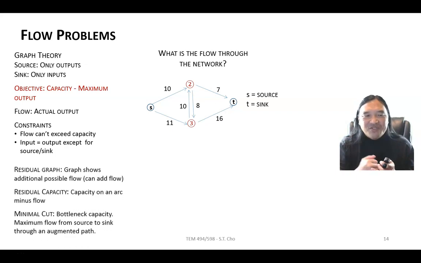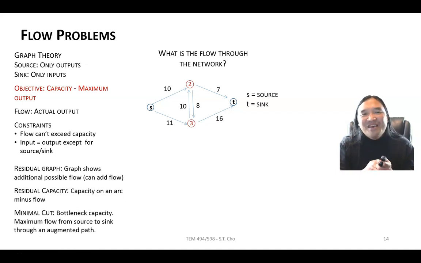I have constraints. I have leftover capacity, the stuff I don't use. I could put that in a graph just like that, and that's referred to as my residual graph. And the value of each of those segments in there of my residuals is called residual capacity.